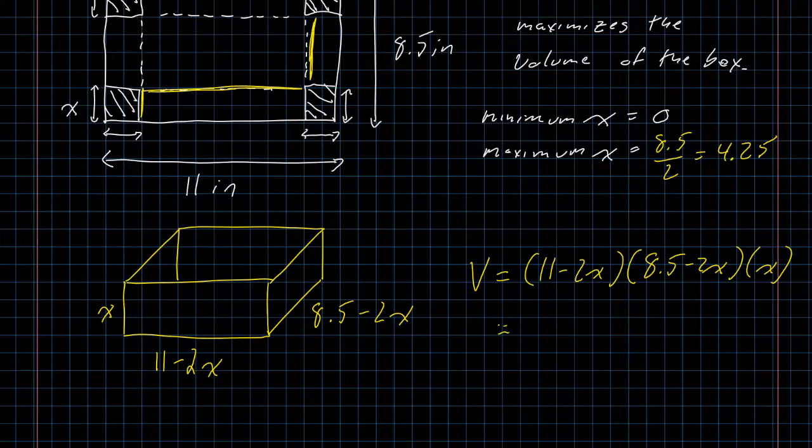Right, it's going to be a little bit of a pain to multiply this out, but we know that we're going to be taking a derivative, and multiplying it out before we take a derivative is very useful. All right, so 11 times 8.5 is 93.5. 11 times 2 is 22. 2 times 8.5 is 17.